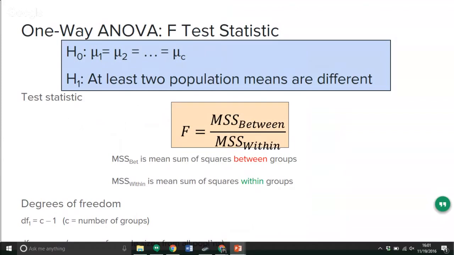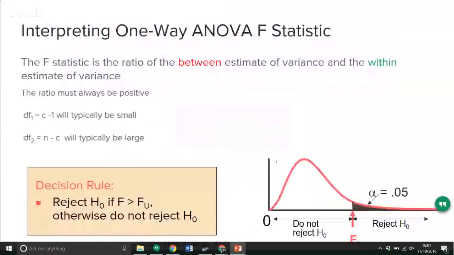The F is the mean sum of squares between divided by the mean sum of squares within. An F test has 2 different degrees of freedom. It has degrees of freedom in the numerator, which is the number of groups minus 1. And it has a denominator degrees of freedom, which is the whole sample size for all of the groups minus 1. Okay, this gets a little confusing, but what it essentially is saying is that the numerator degrees of freedom will typically be small, and the denominator degrees of freedom will typically be large.